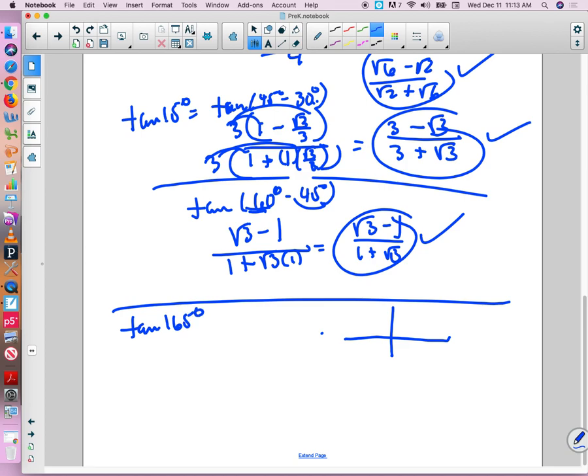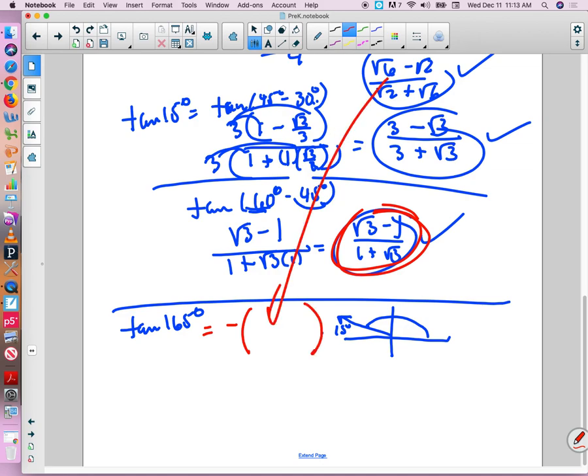All right, watch this. 165 is right here. What kind of reference angle is that? 15. So it should be the same as, let's say, this answer. Except for what will tangent be in the second quadrant? Negative. So you could have made it negative of whatever your answer was. Watch for stuff like that, okay?